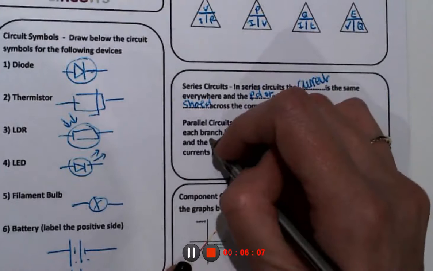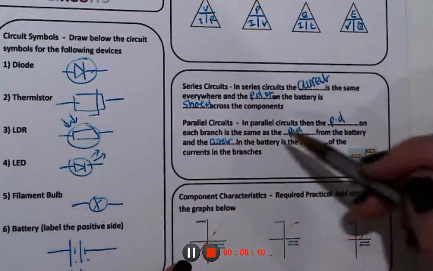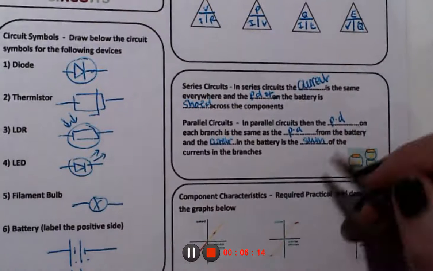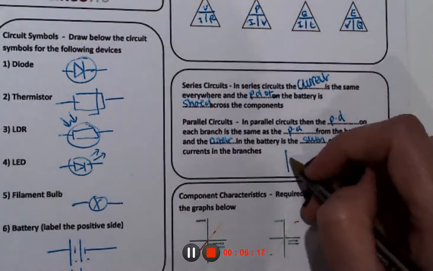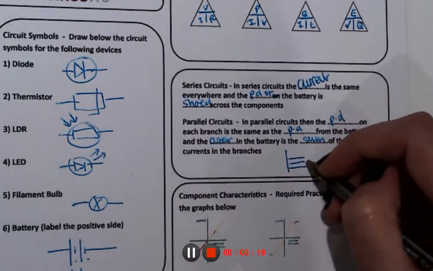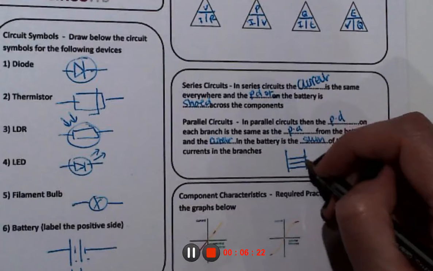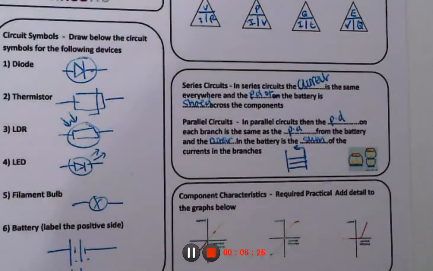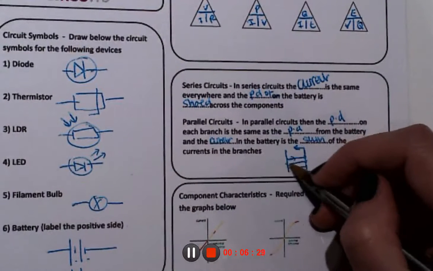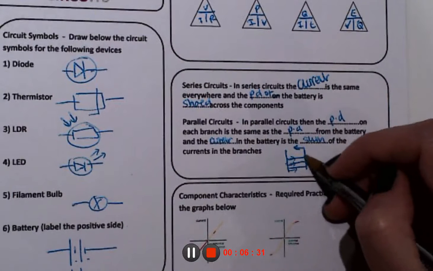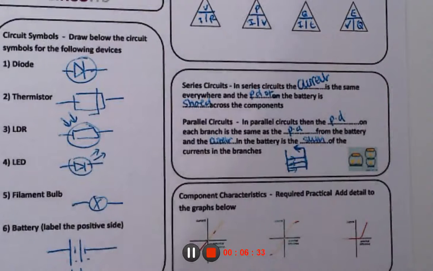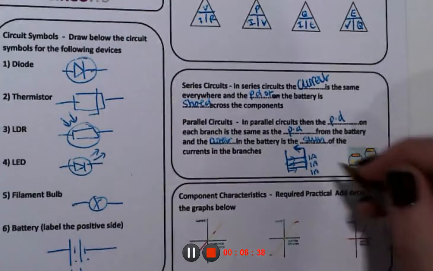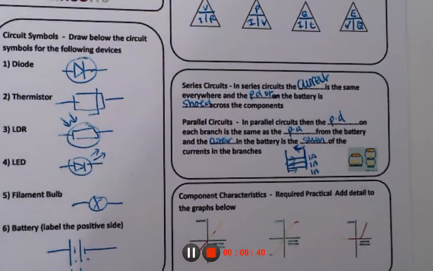And the current of the battery is the sum of all the currents in the branches. So all that means is, if you split your currents up here, when you add them, they'll all add back together here, and then the current that goes through the battery is the total. So if this was 1 amp, 1 amp, 1 amp, the sum of that is 3 amps, and that's what would go to the power supply.